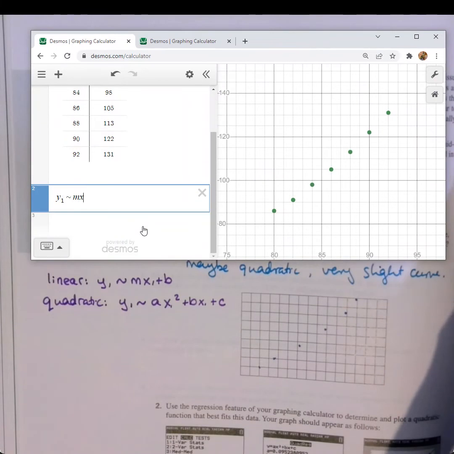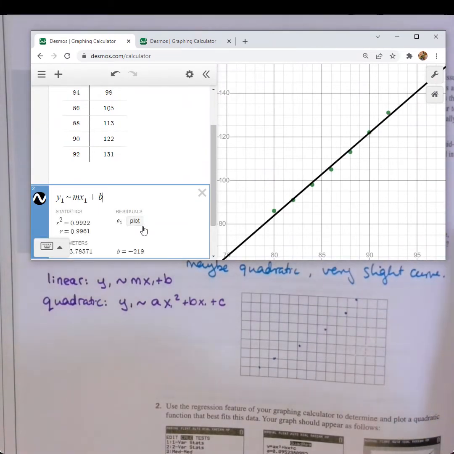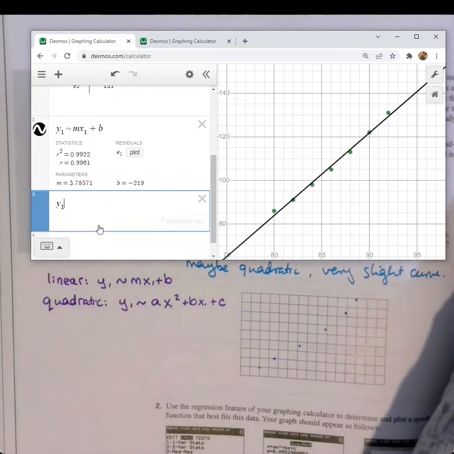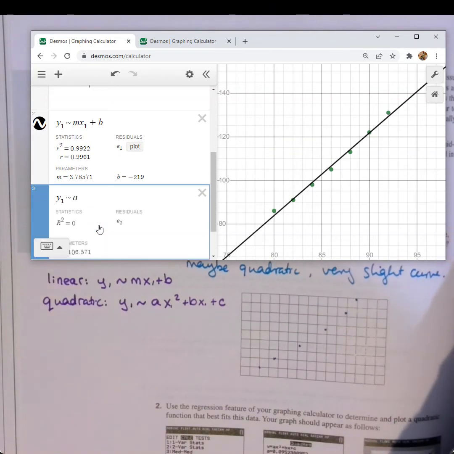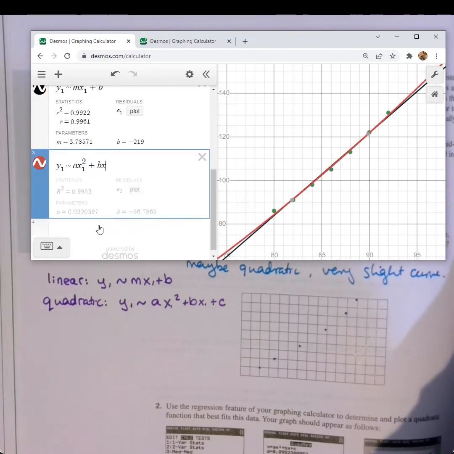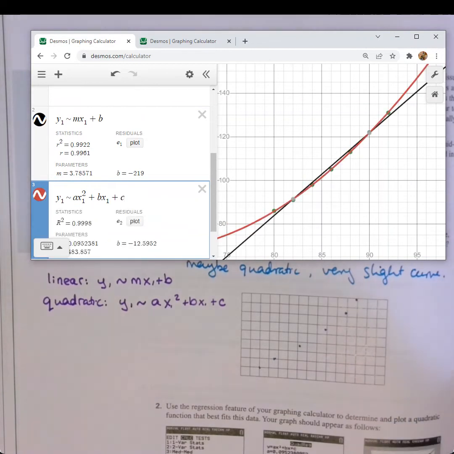y1 approximately mx1 plus b. Not too bad. As a model, it's quite a good linear model. And then we'll compare it with our quadratic: y1 approximately a x1 squared plus bx1 plus c. All right, so there's that slight curve I was talking about. I could see that slight bending as the data was increasing, and so the quadratic model does fit this data set better. If I was given the choice on this one, linear does a really good job.